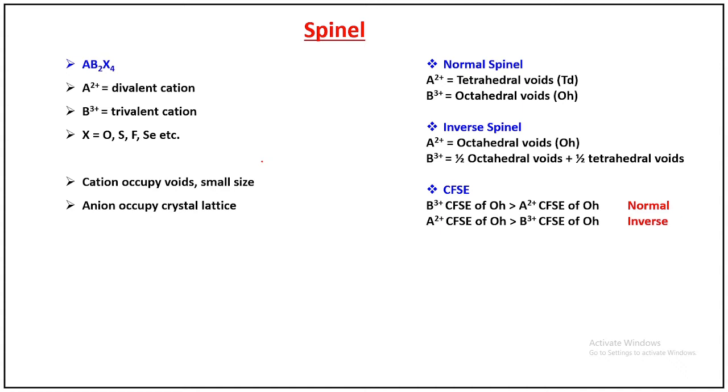If B3+ CFSE of octahedral is greater than A2+ CFSE of octahedral, then this means that B3+ will occupy the octahedral voids and it will be a normal spinel. Whereas if the CFSE of A2+ in octahedral is greater than that of B3+ in octahedral, then it will be an inverse spinel. Now, we know how to find whether a spinel is normal or inverse based on CFSE. But if both A2+ and B3+ have same CFSE, in such cases, we will tell that the spinel is a mixed spinel.